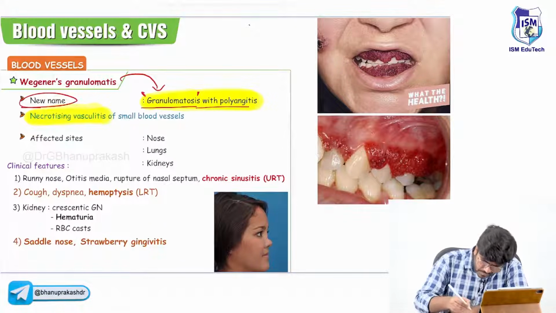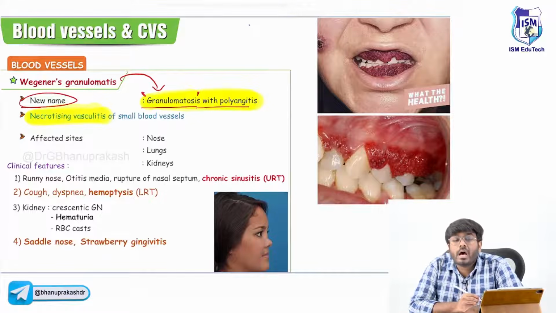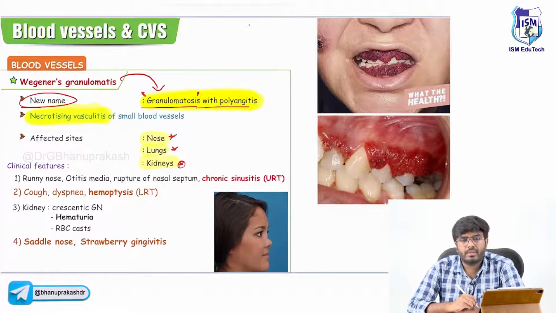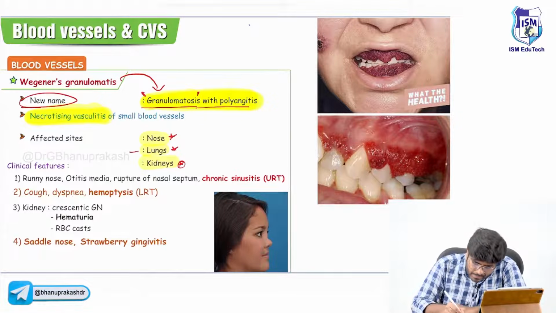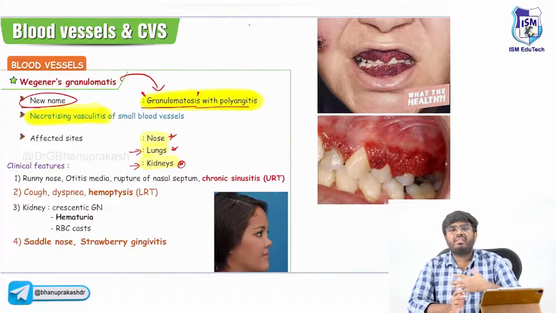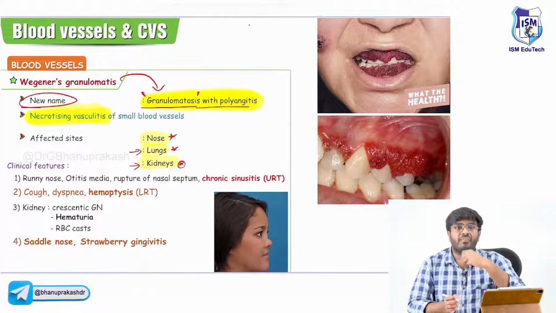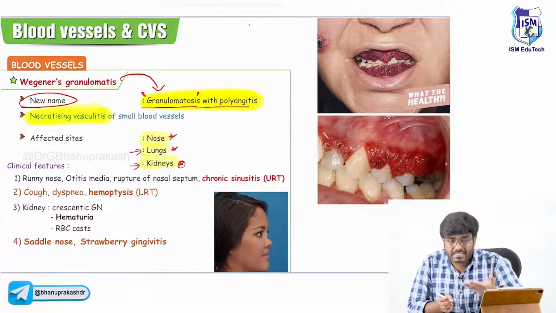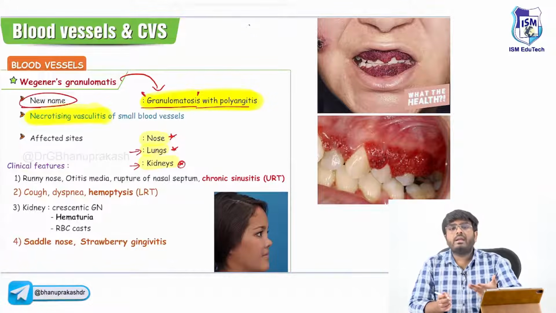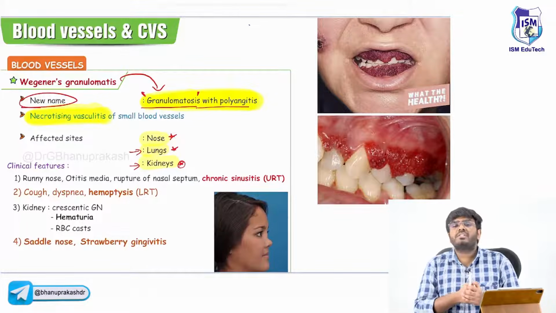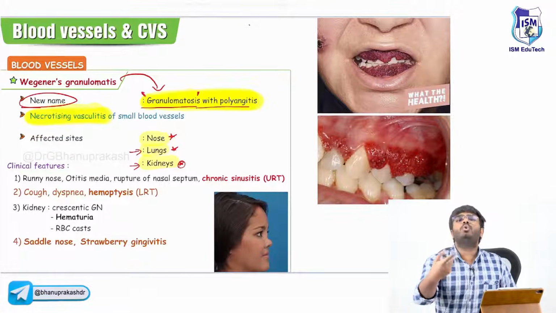Both true. Now, in this vasculitis, which organs are most commonly affected? Very important MCQ, sir. Three organs are most commonly affected: nose, lungs and kidneys. If my lungs are affected because of this vasculitis, I will have hemoptysis: when I am coughing, blood is going to come out in the cough. And when my kidneys are affected, I am going to have hematuria, blood coming out in the urine. So these patients are going to have hemoptysis with hematuria.